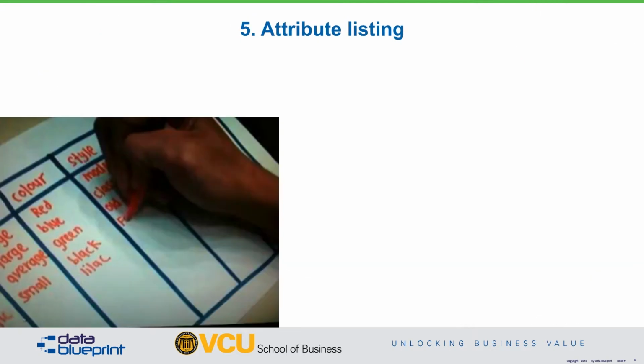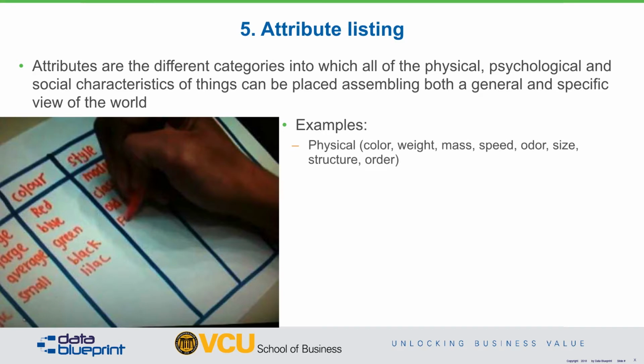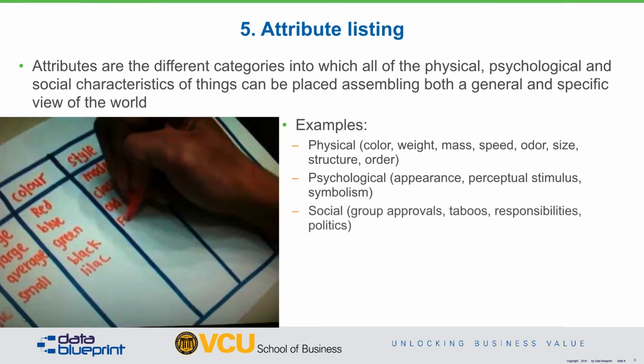Here's another analysis technique, attribute listing. What you're doing here is just writing down stuff about things. So, for example, if I'm looking at physical characteristics, I might get the color, the weight, the mass, the speed, et cetera, et cetera. If I'm getting psychological, I might look for appearance or perceptual stimuli that are around there. If I'm social, I might be looking for norms, taboos, other types of things. Writing down these attributes can give you an awful lot of listing.